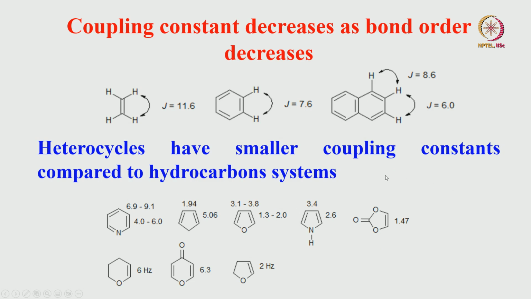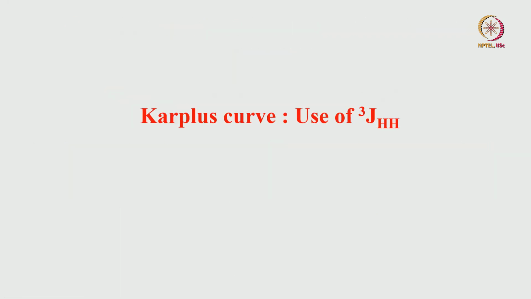And heterocycles, if you consider, generally they will have a smaller coupling constant compared to hydrocarbons. Heterocycles have a smaller coupling. Look at this one, this is a heterocycle. Here ortho coupling is 6.9, in this case ortho coupling is 4 to 6 hertz. Otherwise in benzene I said it is about 7 to 8 hertz, sometimes 8.5, 9 hertz. Look at this, it is 1.9, 5 point here. If you consider furan, this coupling is smaller, and this is even smaller, though it is ortho coupling. So coupling depends upon a variety of information.